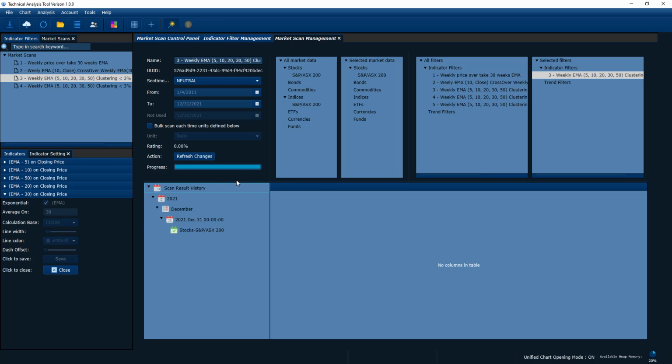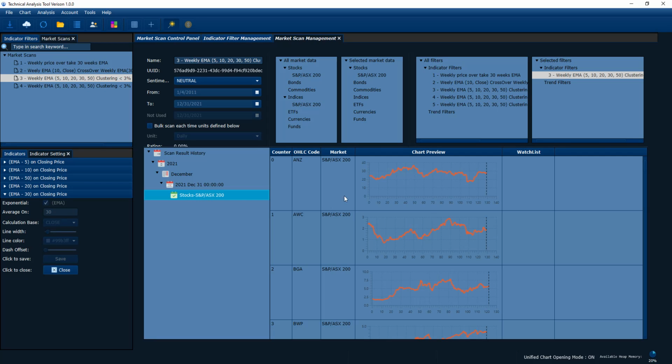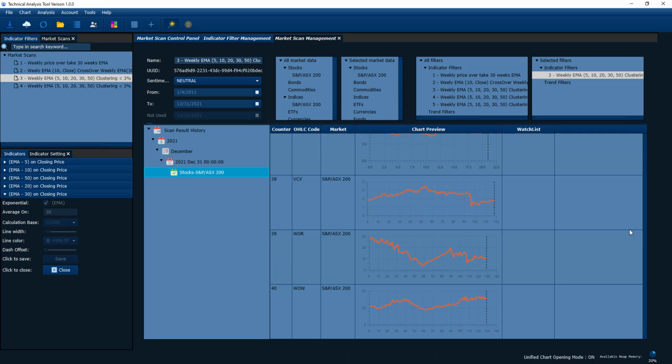Right click on the scan result history and double click that green result here. If you have something, you will see the green colored item, but you don't have any that. If you don't see these green items down here, that means you haven't found any results. Okay. Double click on that, you get this overview. As you can see, 41 shares fulfill this condition.